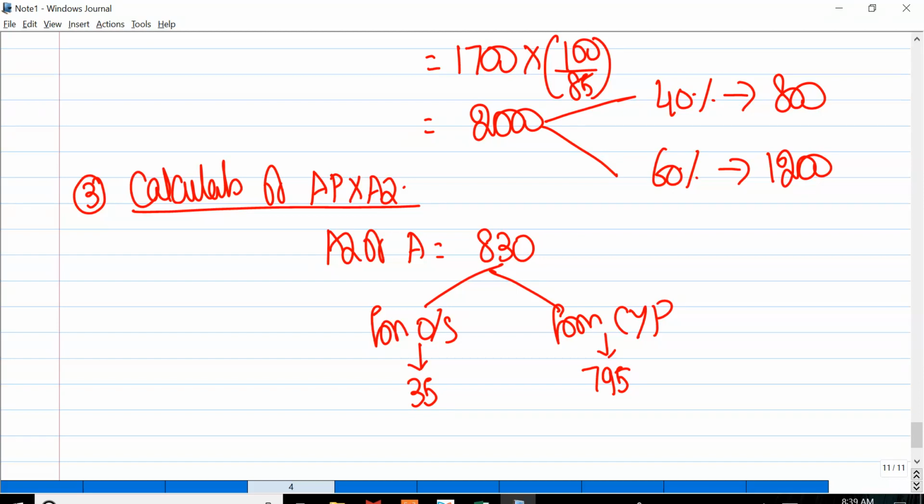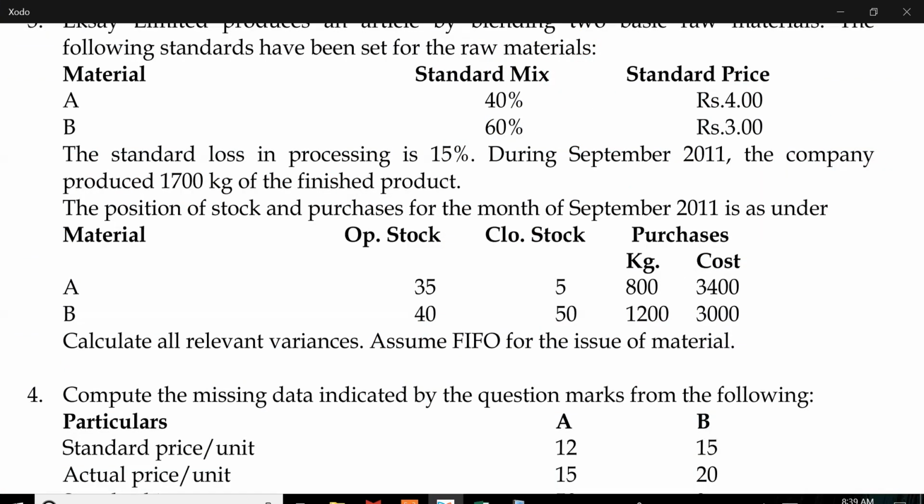830 is the consumption. Of the 830, first I consume the opening stock of 35, and the balance 795 is from the current year purchases. The current year purchase has happened at what price? 3400 by 800.